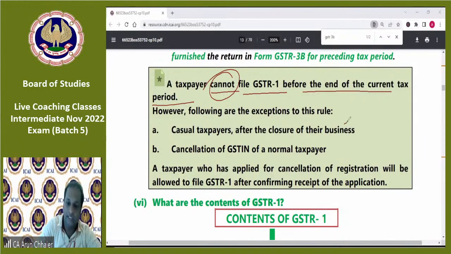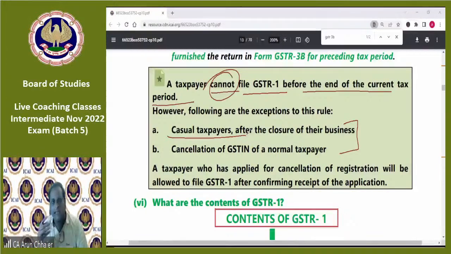But there are two exceptions. One, if the casual taxpayer is there, their registration is valid for certain days, correct? The registration is valid for certain days, 90 days, something like that. Once the date is crossed, he has to file the GSTR1. Suppose that is, let's say, 3rd of August, or they can take a shorter registration also. Shorter period. Correct. So a casual taxable person is allowed to furnish the GSTR1 after the closure of the business, even for the same month.